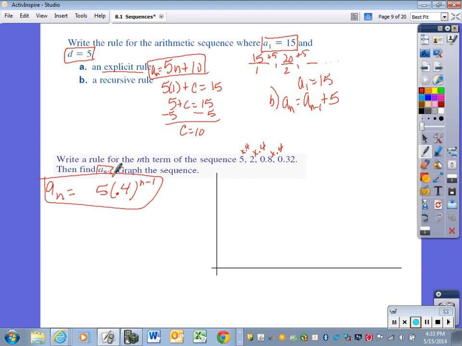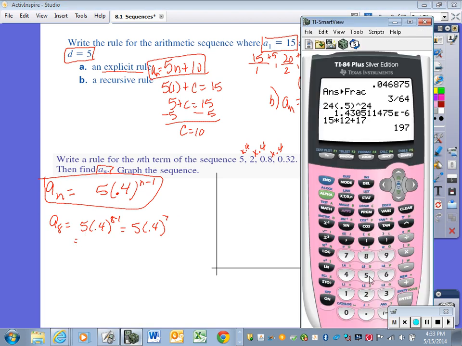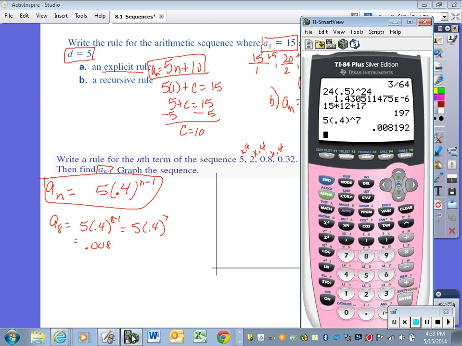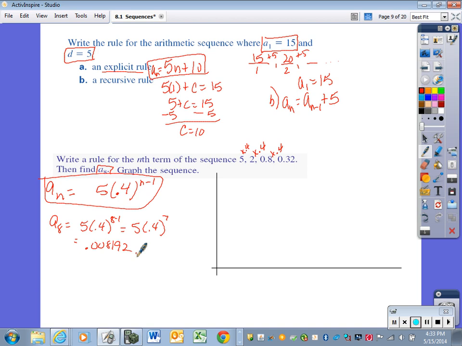What's this mean? Find the eighth term. 5 times 0.4 to the 8 minus 1. 5 times 0.4 to the 7. 0.008192.